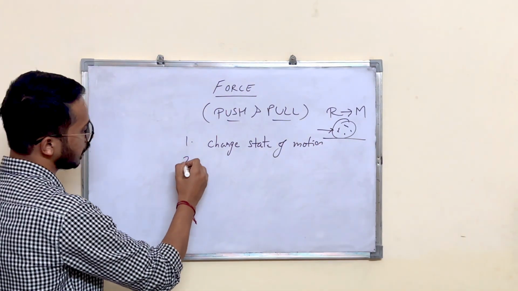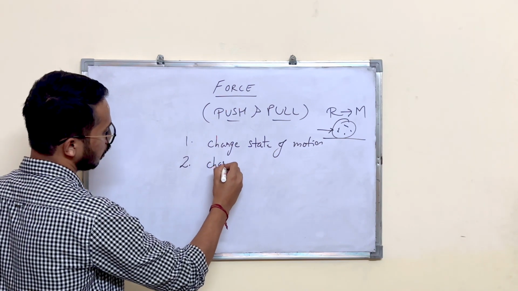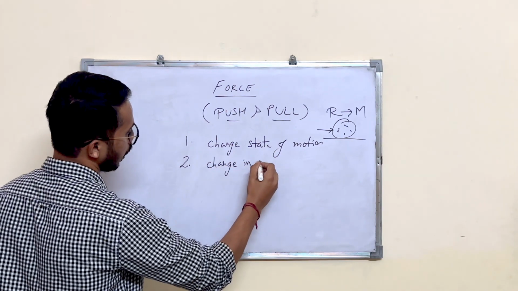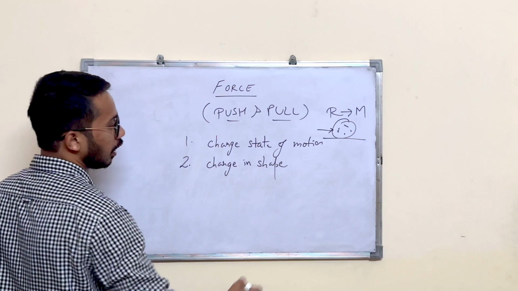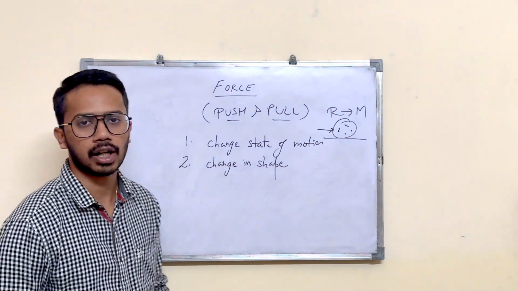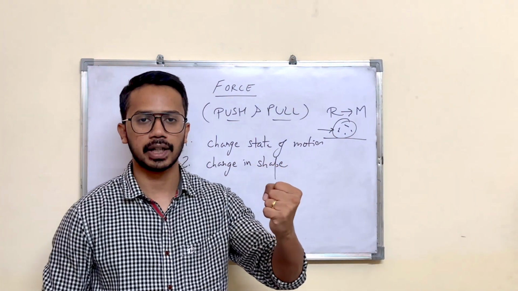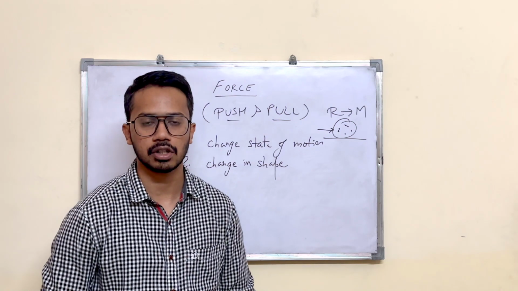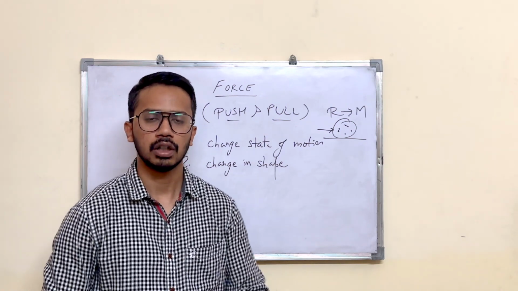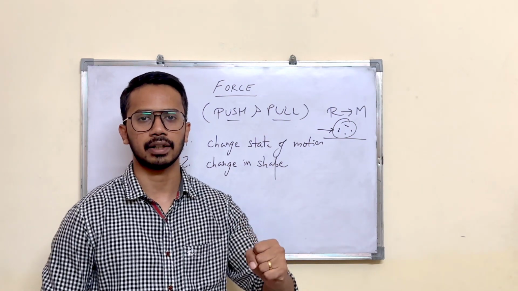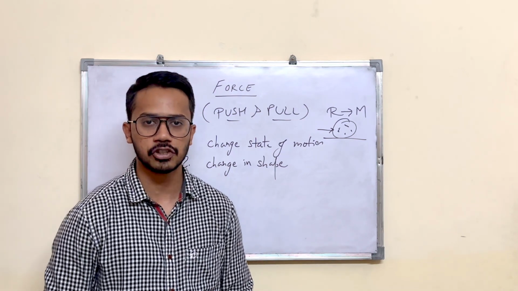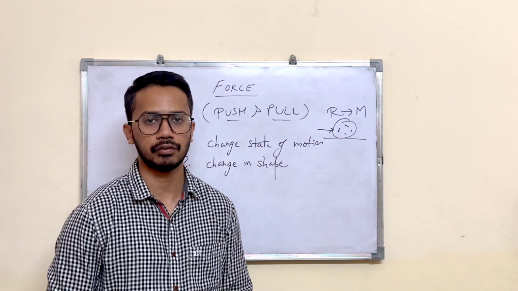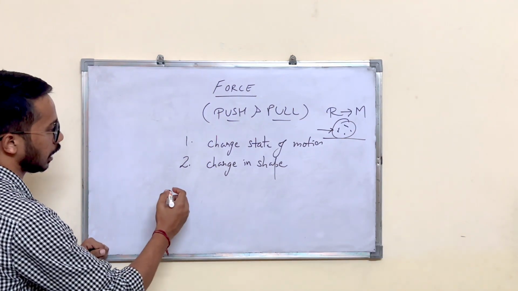Next example can be change in shape. Let's say you have a sponge in your hand. You just hold the sponge tight. What will happen? The shape of the sponge will change. Or simply take a piece of paper from your notebook and crumple it. Once you crumple it, again the shape is changed, and again this time you applied your force. So this is the next thing which we can do with the help of force.